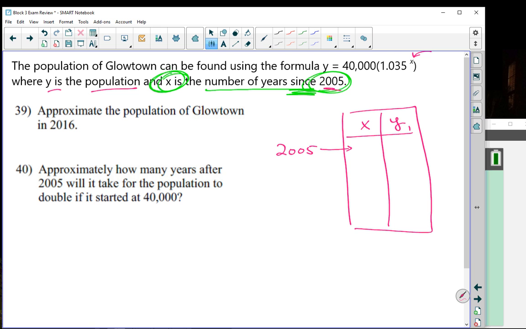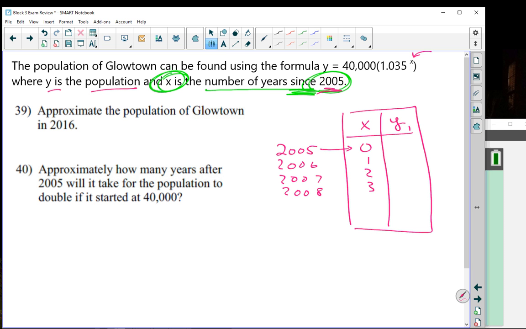Well, it's since 2005, so 2005 would be what? 0. That would be my starting point. Correct? Okay. So, what would 1 be? 2006. 2 would be 2008, and so on and so forth. Is everybody clear on that?